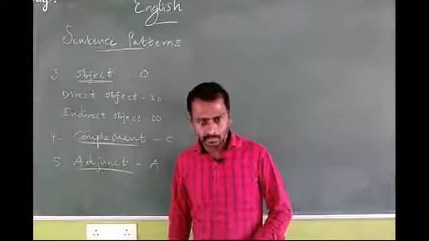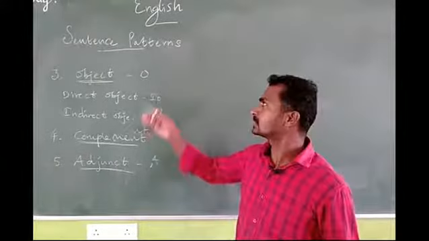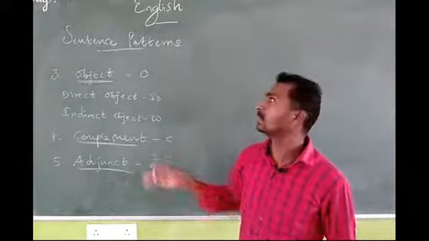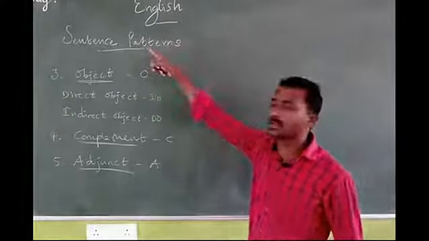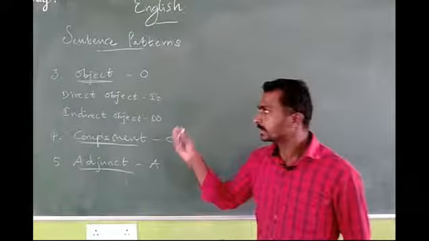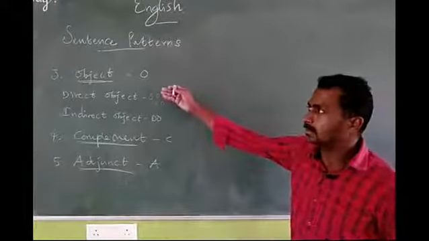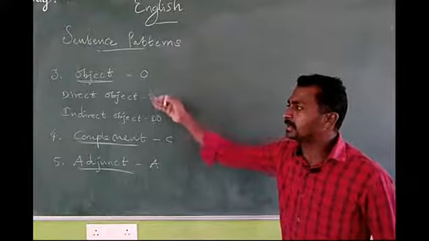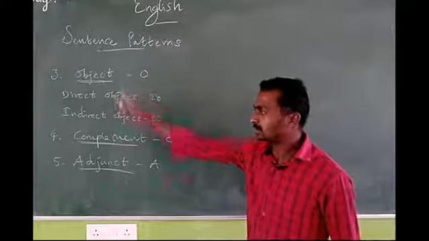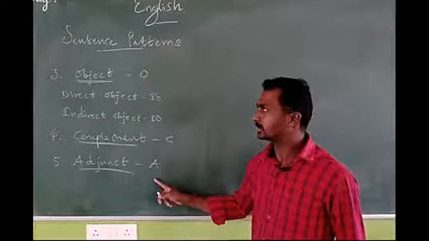Good morning, students. Last class we discussed the same topic, sentence patterns. In the beginning of the sentence pattern classes, we learnt subject plus verb plus object. Here, I am going to write the remaining three parts on the board. What are they? Object, complement, and agent.